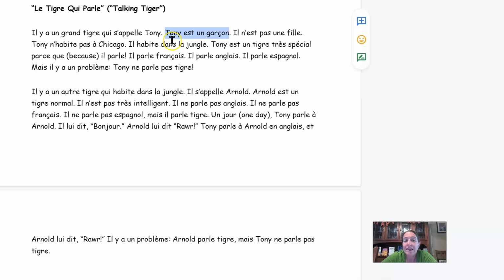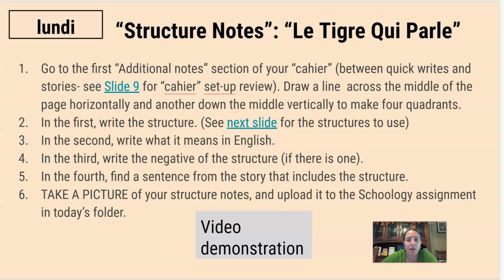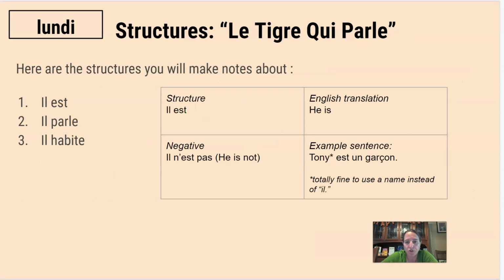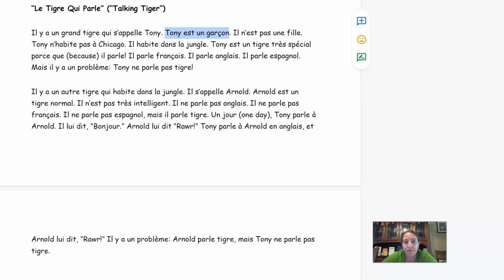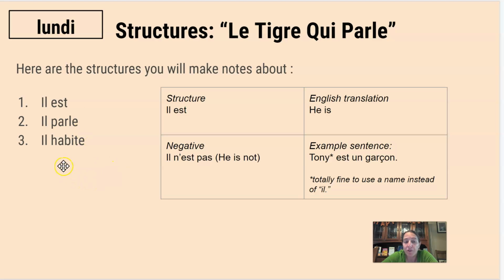Instead of using il here, because we don't actually have a sentence that says il est in this particular story, we can use Tony est un garçon. That works perfectly fine. So back here in my structure notes, I'm going to put Tony est un garçon, and that's it. So you're going to do the same thing. You're going to make this 4-quadrant box for il parle. Put the structure, il parle. What does it mean? What's the negative? And what's an example from our story? You'll do the same thing with il habite in a new 4-quadrant box.